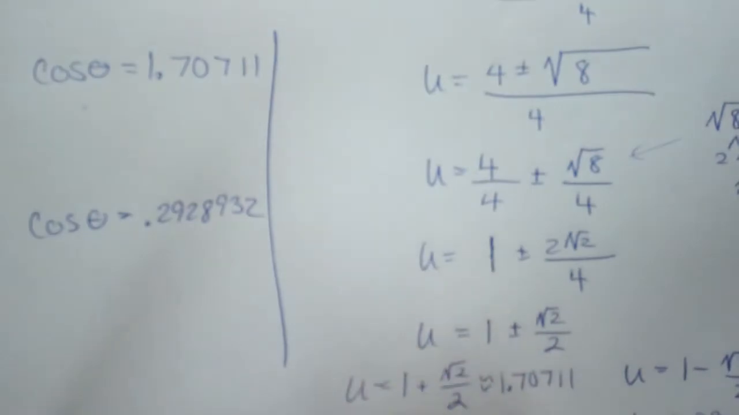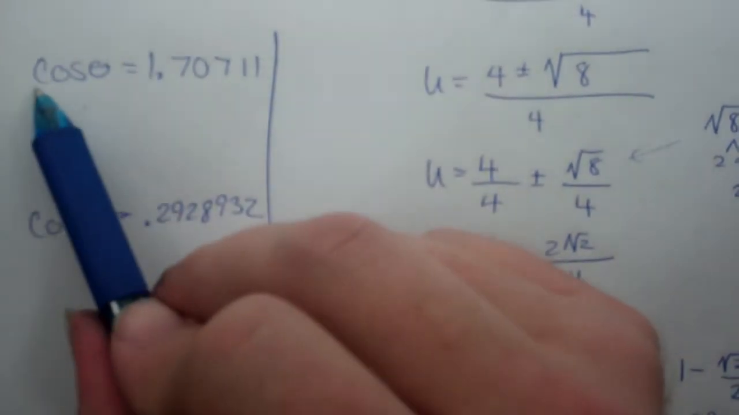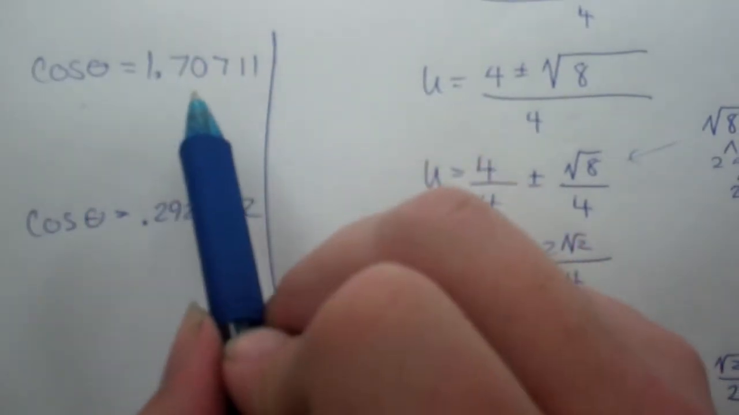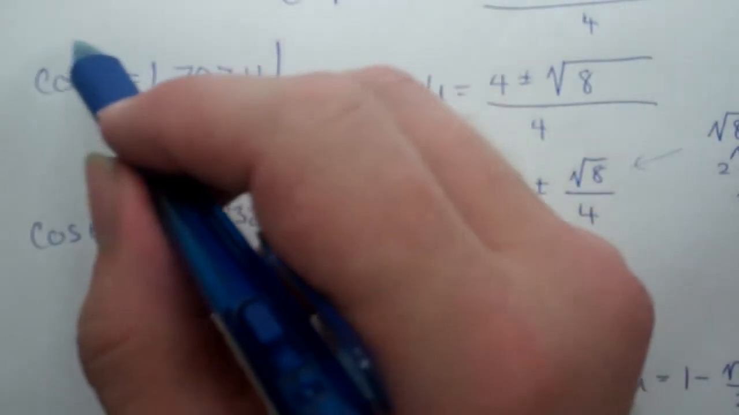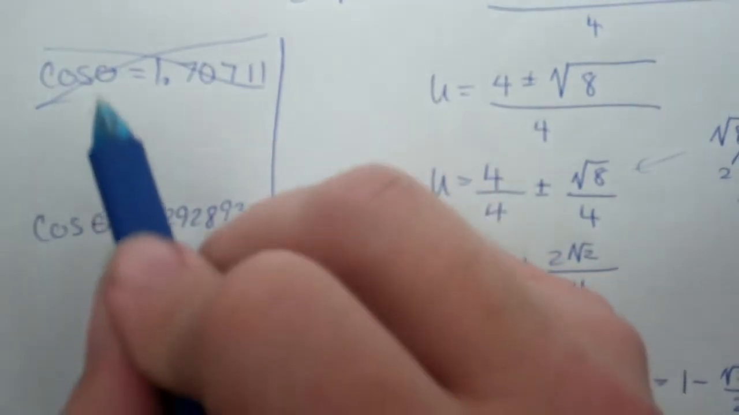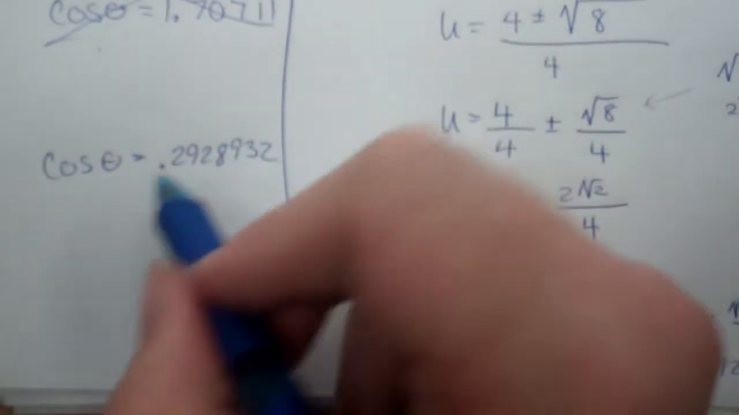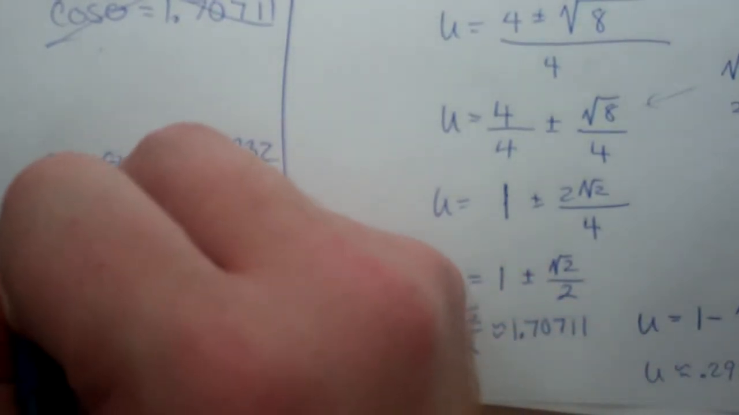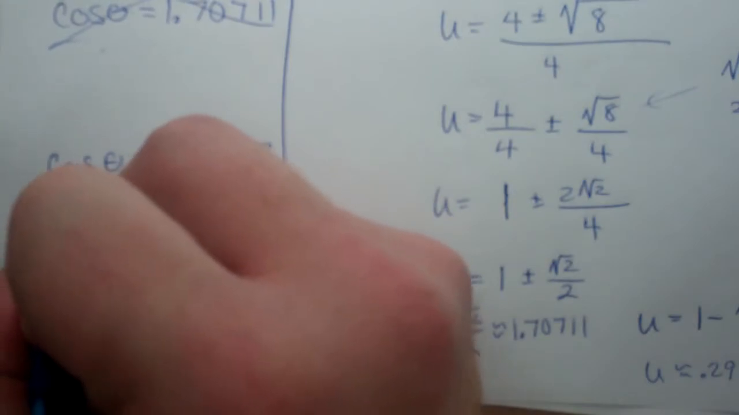So we'll put down 0.2928932. Well, take a close look at this one first. This is saying that the cosine of theta is equal to something bigger than 1. That's not possible. That saves us time because we can't find any theta that'll make that happen. For this one, the only way to do it is by using the calculator and taking the inverse cosine of both sides. So we do that now.